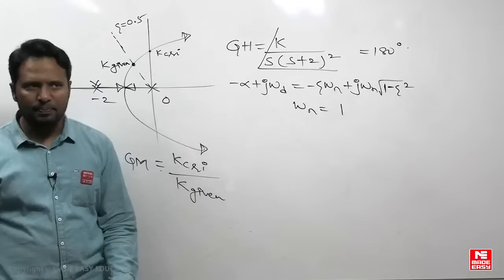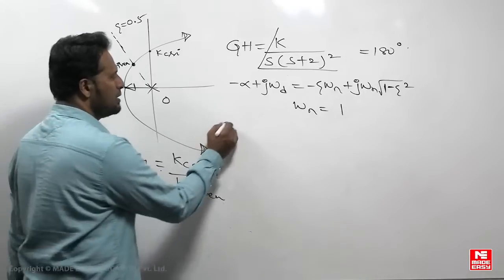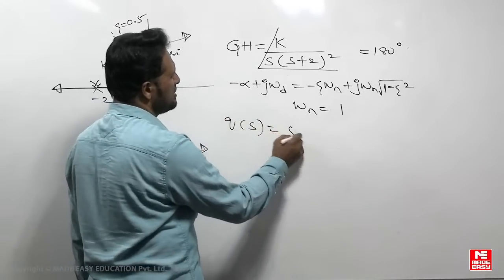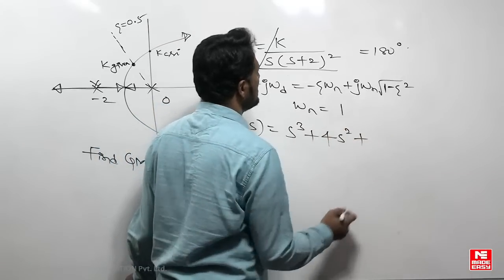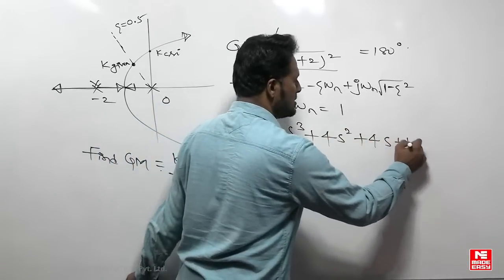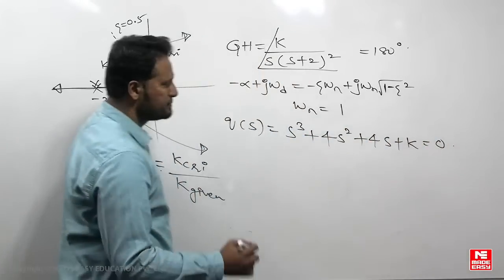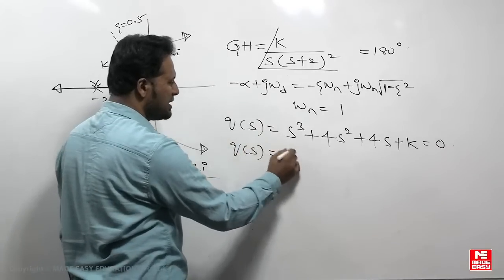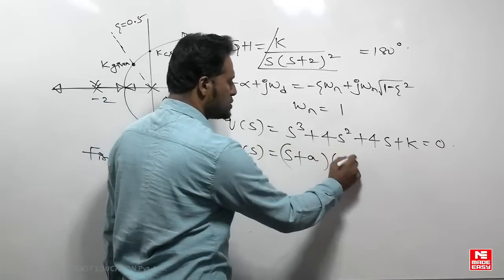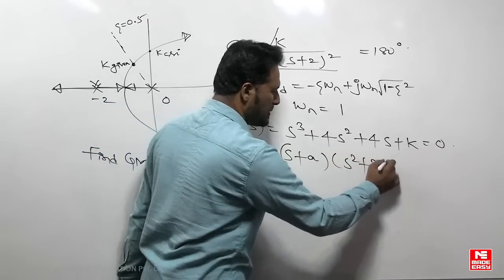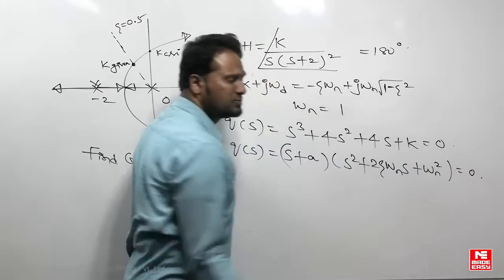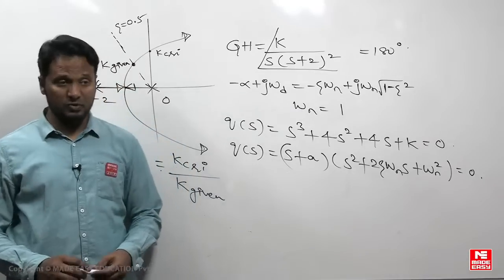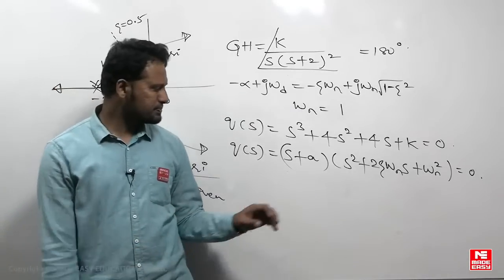This is one method. Another method. The characteristic equation is s cube plus 4 s square plus 4 s plus k equals 0. This is considered as (s plus a) into (s square plus 2 zeta omega n s plus omega n square). Third order system, a combination of first and second order.